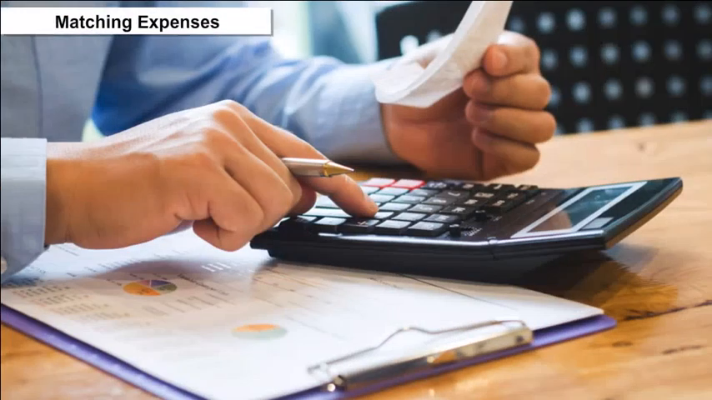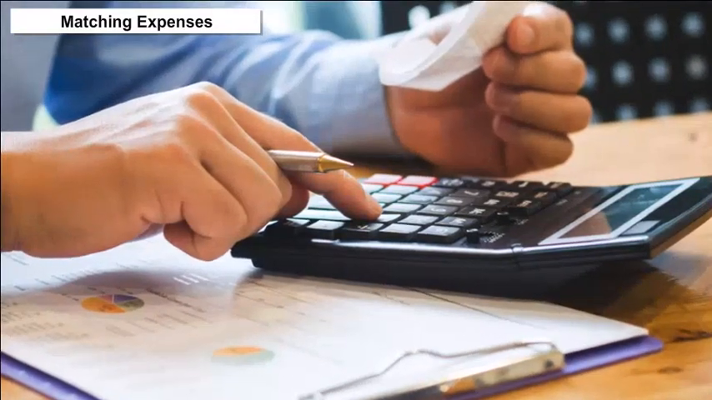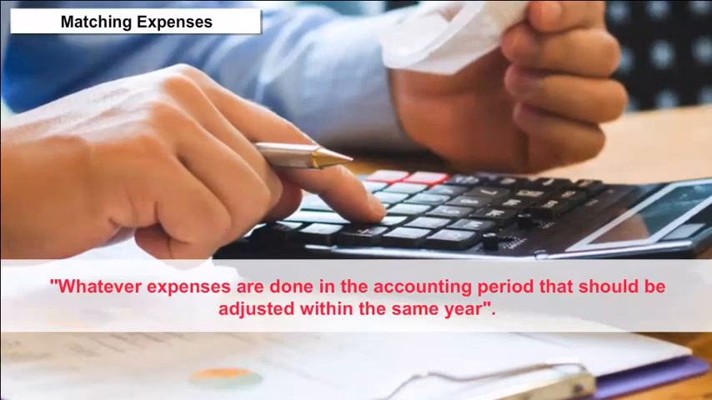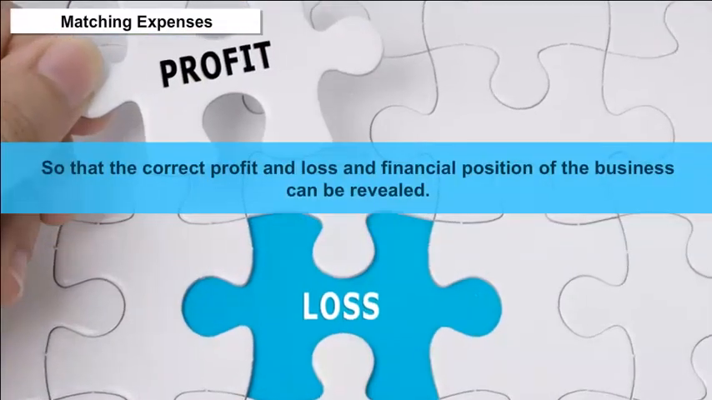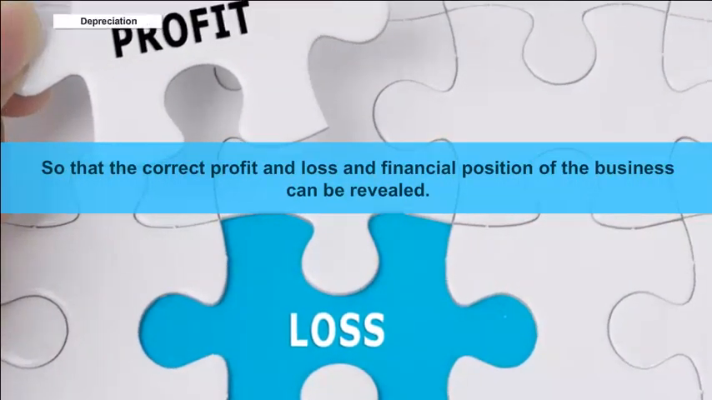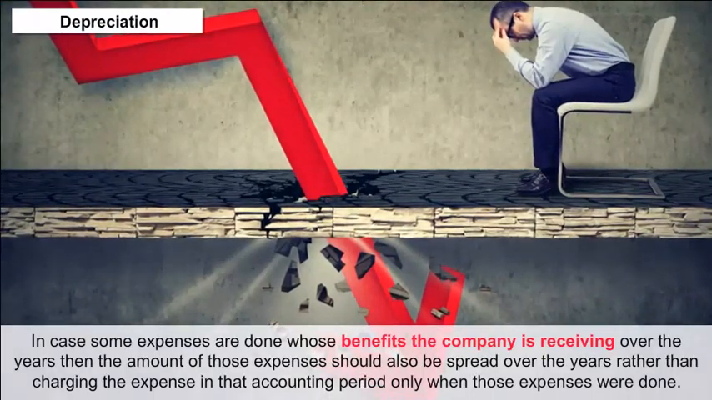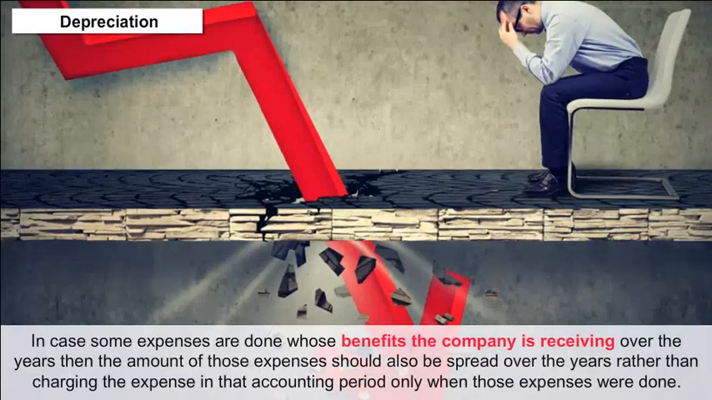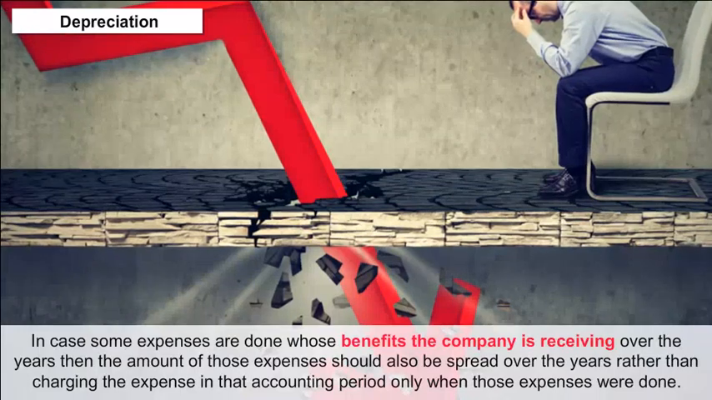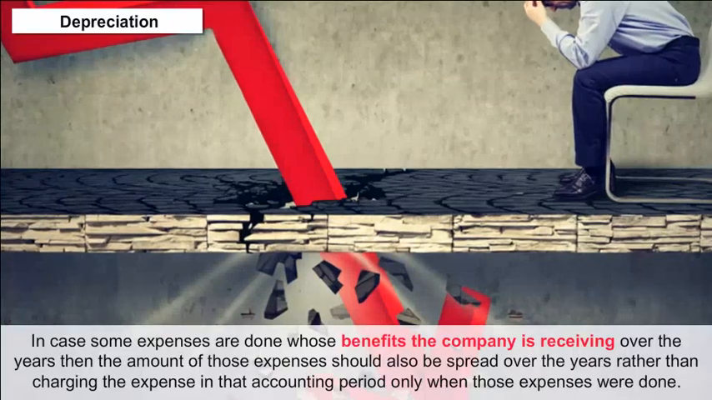Depreciation, matching expenses. As we know, the matching principle of accounting says that whatever expenses are done in the accounting period, that should be adjusted within the same year so that the correct profit and loss and financial position of the business can be revealed. In case some expenses are done whose benefits the company is receiving over the years, then the amount of those expenses should also be spread over the years rather than charging the expense in that accounting period only when those expenses were done.